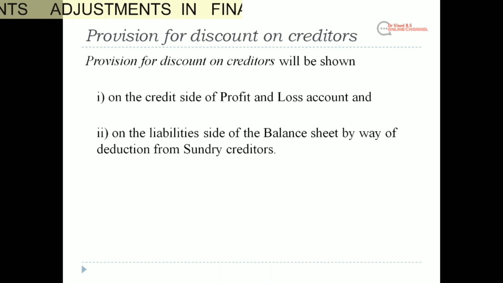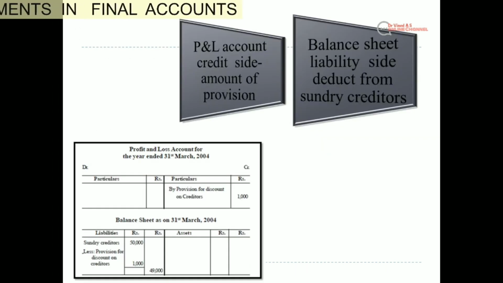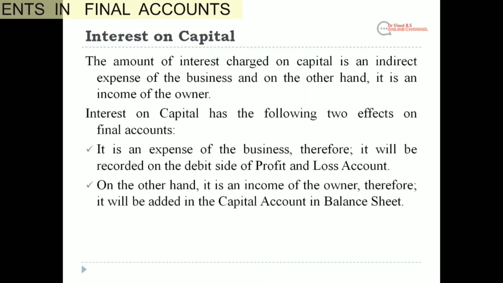Let us see what will be the treatment of provision for discount on creditors. Provision for discount on creditors will be shown on the credit side of profit and loss account and on the liability side of balance sheet by way of deduction from sundry creditors. So you are showing the provision for discount on creditors on the credit side of your profit and loss account, then deducting the same amount from sundry creditors on the liability side of your balance sheet.